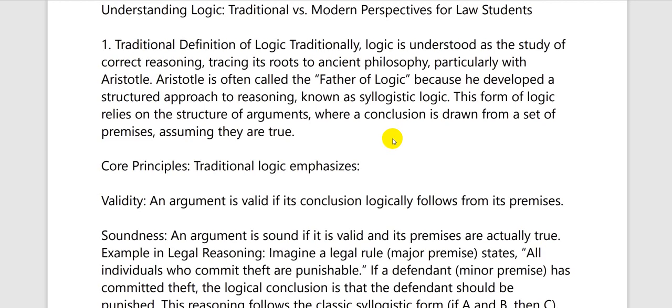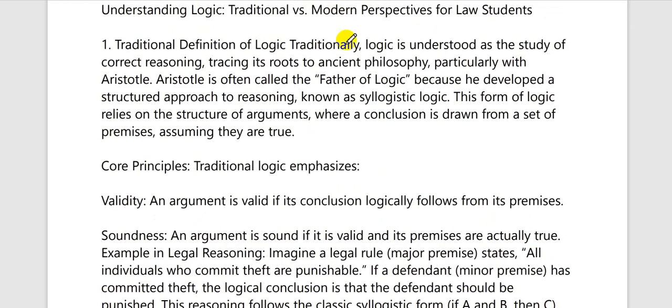So in this video, we are going to learn and understand logic, both the traditional versus the modern perspectives, specifically for first year BA LLB students. Let's look at the traditional definition of logic.